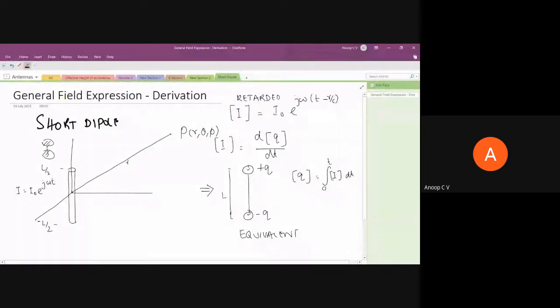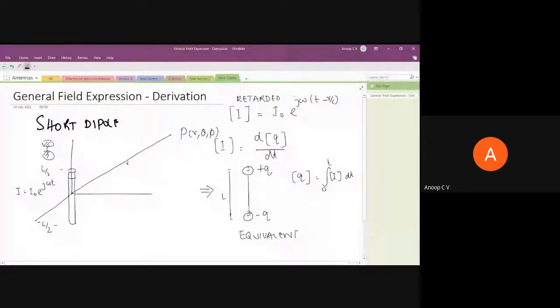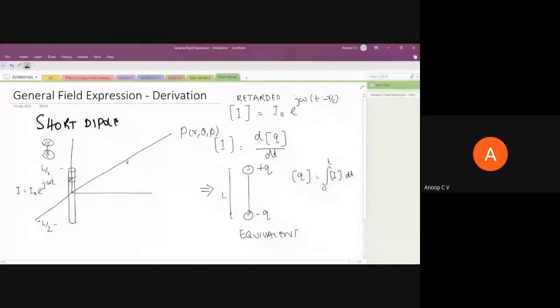If it is a sheet, you integrate it over a sheet. If it is a volume, you integrate it over a volume. So that's what we are going to do now. I'm going to consider a very small length of this, say dz. We can assume it is a conducting wire with circular cross section.